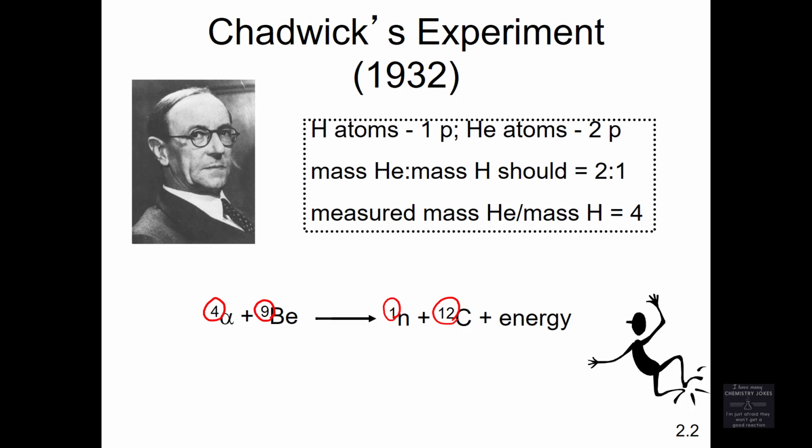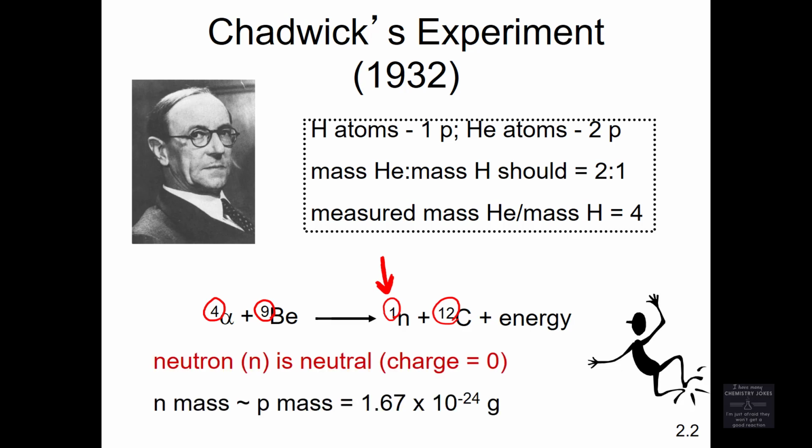So when he knew he got out a carbon, he knew he was missing one mass unit, and he found it. It was a neutrally charged species. He called it a neutron. So a neutron, like I just said a minute ago because I got ahead of myself, has the exact same mass as a proton. They are both considered heavy particles, and they are in the nucleus of the atom.